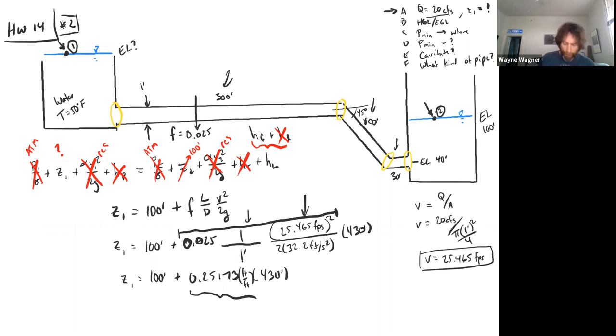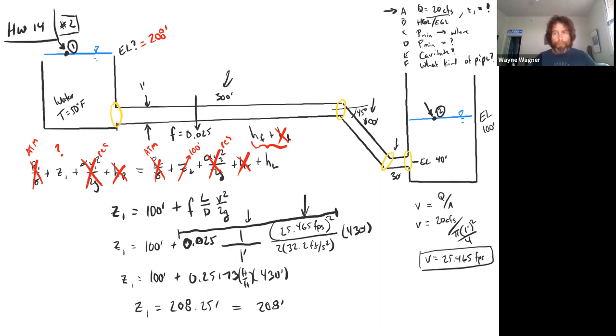Now I'm going to go ahead and solve this, because we don't care about that, but we do if we're going to draw a detailed version of the HGL and EGL, which we're going to do in a second. So we've got Z1 equals, let's see, we'll multiply by 430. So that number times 430, plus 100 equals 208.25, and that's feet. So as an answer, I would want 208 feet. So this elevation over here, for part 1, equals 208 feet.